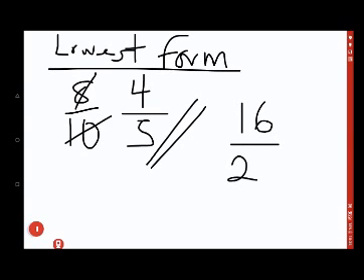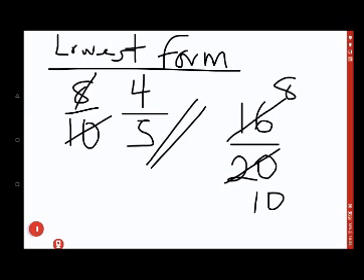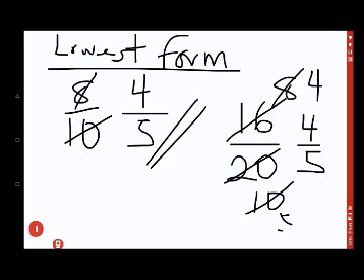16 over 20. 2 goes into 16, 8. 2 goes into 20, 10. Still 8 and 10 can be divided. So 2 goes into 8, 4. The same 2 goes into 10, 5. So the answer is 4 over 5. That's reducing a fraction to its lowest form. Let's take another example.